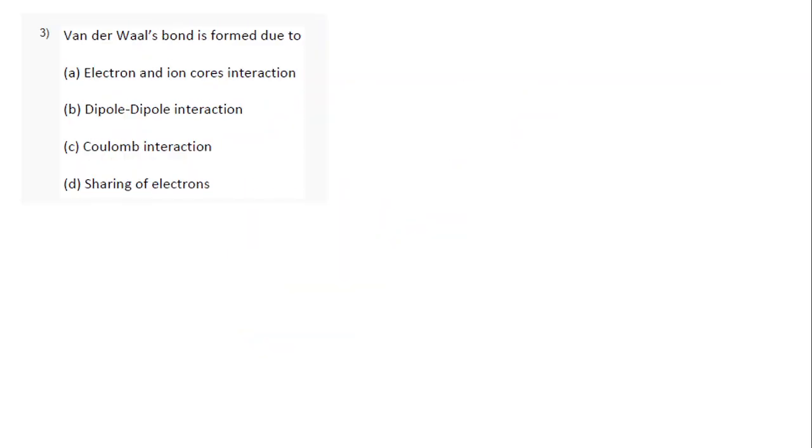Okay, next question: van der Waals bond is formed due to electron and core interaction. We know electron and ion core interaction happens in metallic bond, right? There's positive core everywhere and then electrons moving around them. That happens in metallic bond, which is strong.